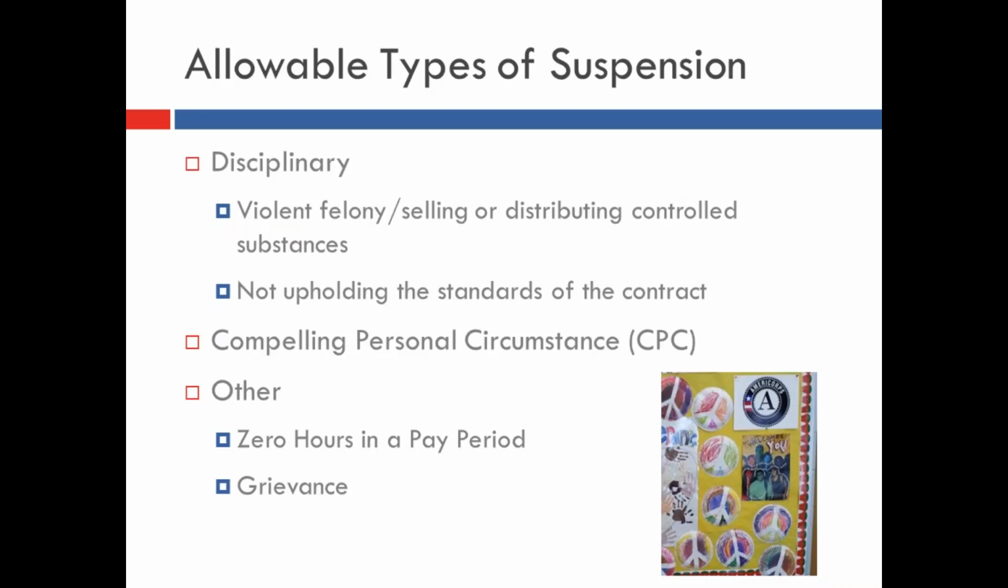I'll save a lot of the reasons behind a compelling personal circumstance exit for when we get into exits in a little bit more detail. And then more recently, we heard from CNCS that we were under the assumption that there's really these two categories, disciplinary and CPC. But we've heard from CNCS recently that there's many more reasons that a member can be suspended that don't fit into those two categories.